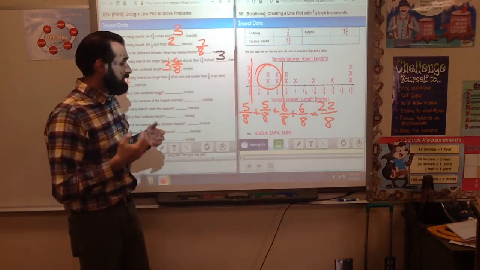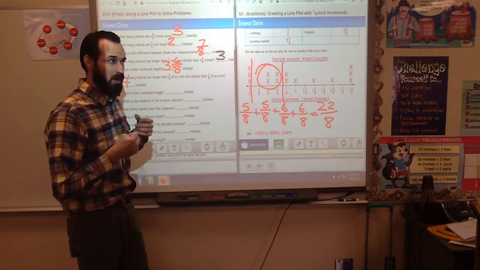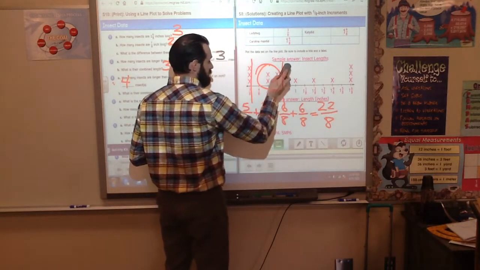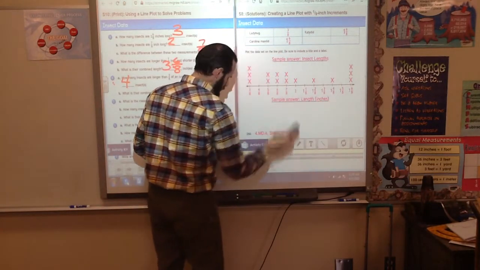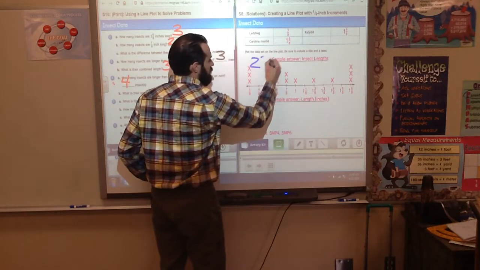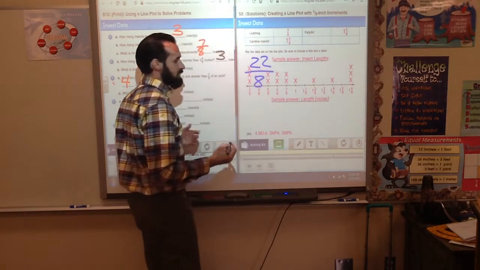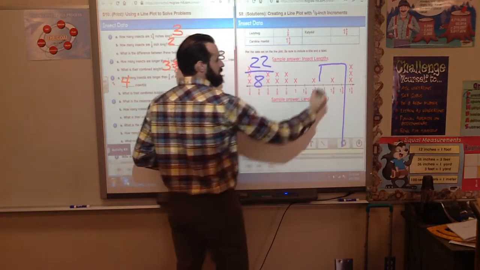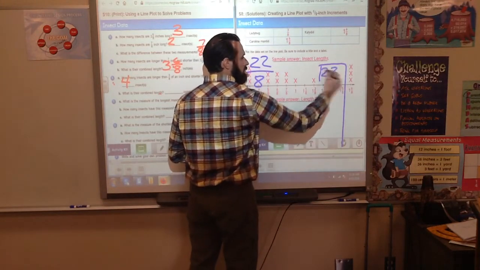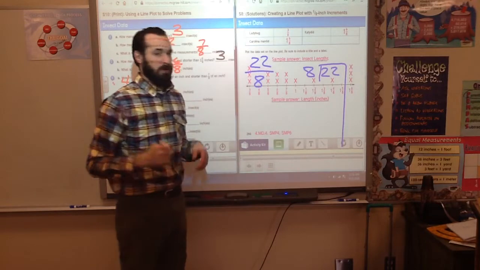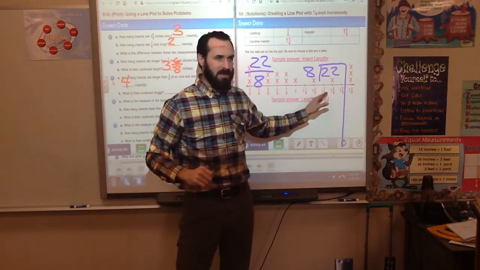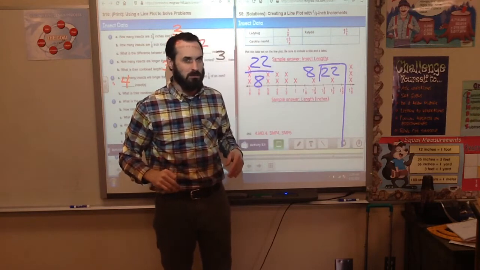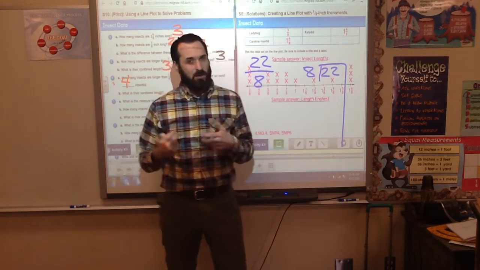Everybody following so far? If you didn't, rewind, read, drop me an email, do whatever you got to do, get a hold of me if this doesn't make sense. So what we really need to remember is the 22/8 because we have to now divide 22 divided by 8. And really what we're thinking is, how many 8s can I count by and get close to 22 without going over? So you got to know your 8 facts.